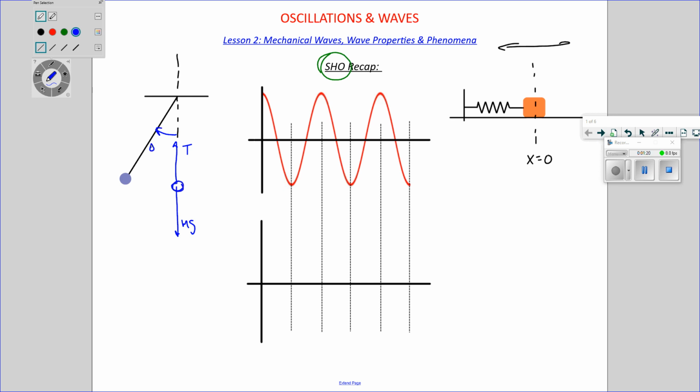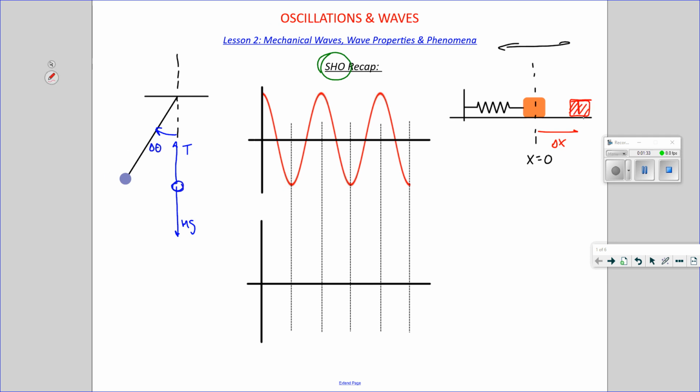Now, this pendulum system can be displaced this way, by a delta theta or a theta. The mass on a spring can be displaced this way, by a delta x, so we have the object now over here. And when that happens, for the pendulum, the force mg has a component that way. I'll call that mg perp.